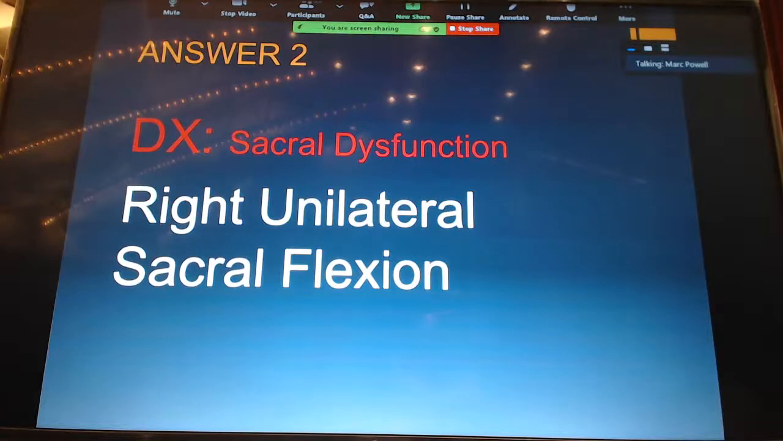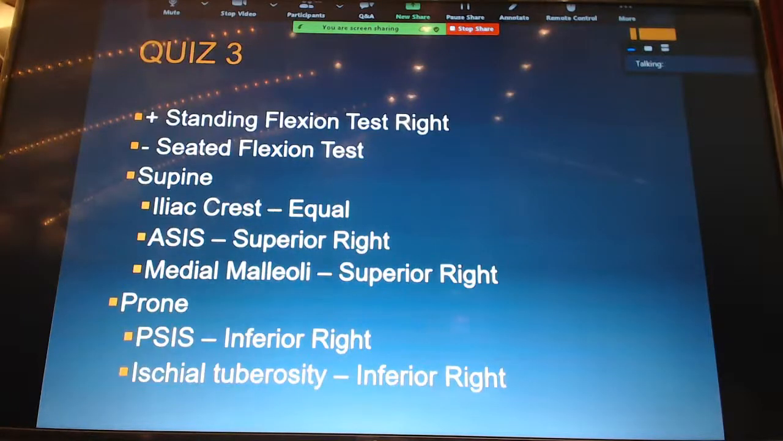There's a whole lot of movement in the sacrum. It goes all over the place. All sorts of rotations. Number 3. Positive standing flexion test on the right. Negative seated flexion test. You have an innominate problem.